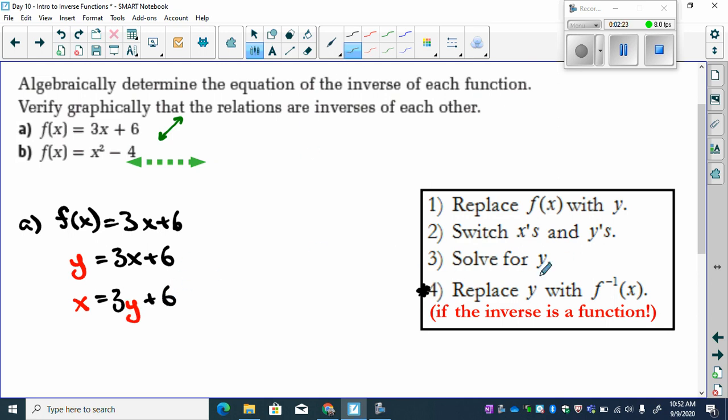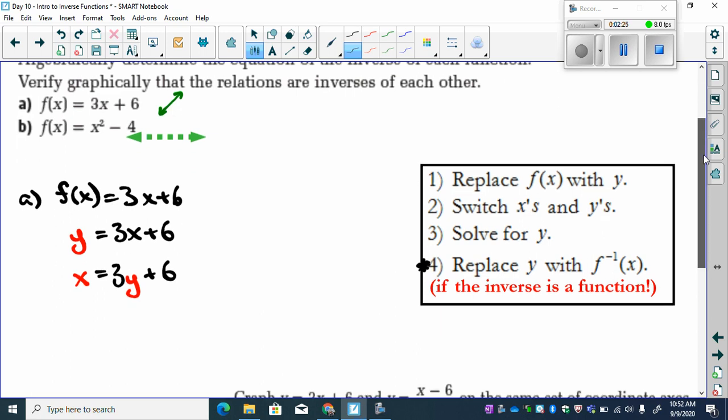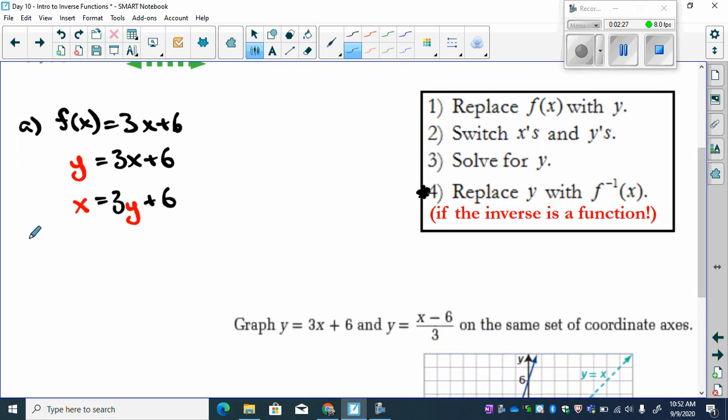Step 3, this is kind of where the work comes in. You've got to solve for y. So in order to solve for y, that means get y by itself. So how would I get rid of the plus 6? I'd drag it across the equal sign, change its sign when it goes over, so I'd have an x minus 6 over here. Or you can subtract 6 from both sides. Either way, you're going to get x minus 6 equals 3y.